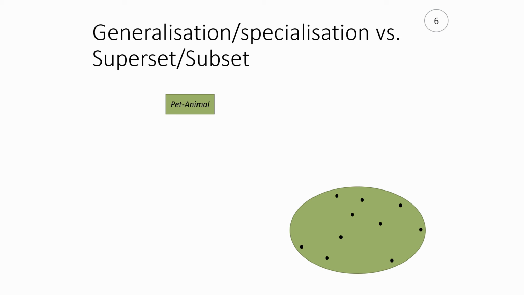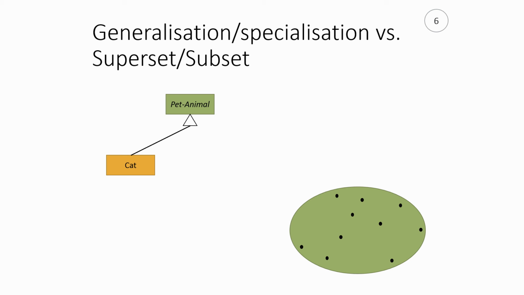Here, we graphically represent how a generalization-specialization is similar to a superset-subset relationship. Every class represents a set of objects. So the green class pet animal represents a green set of objects of pet animals. Likewise, the yellow class cat represents a yellow set of cats.